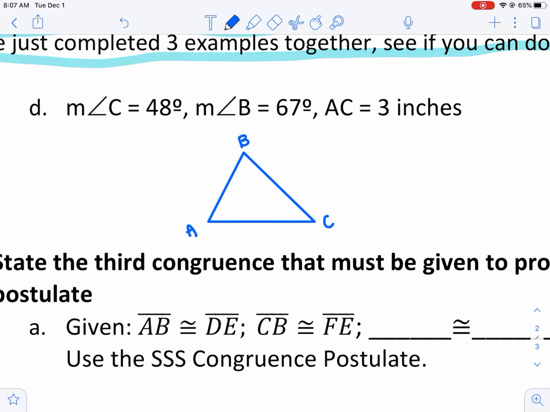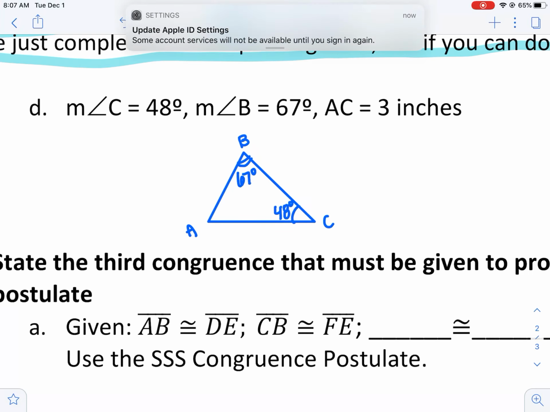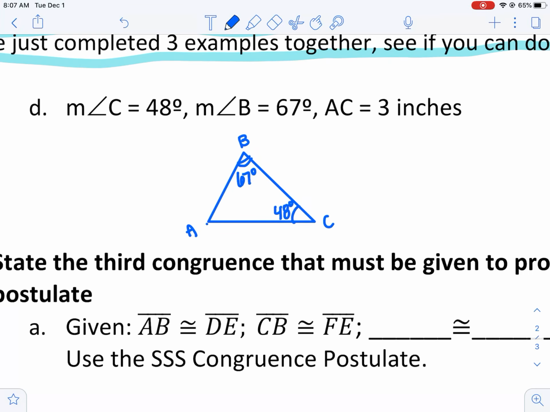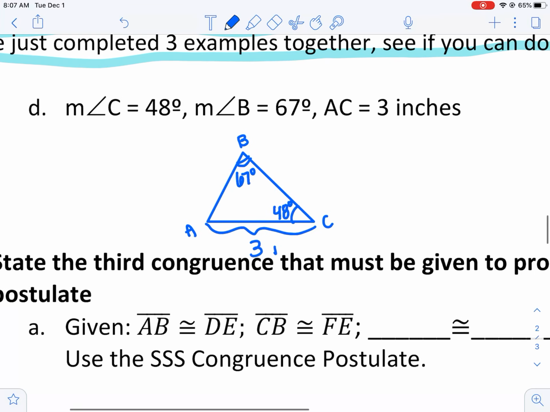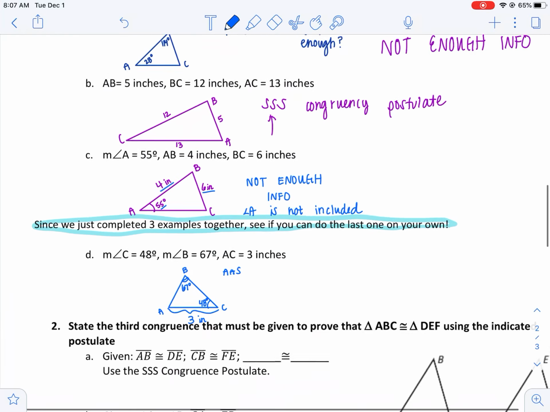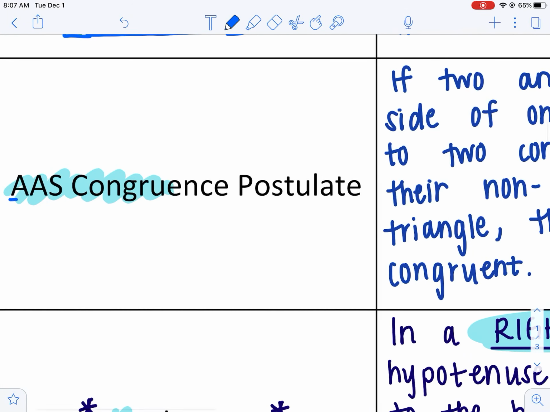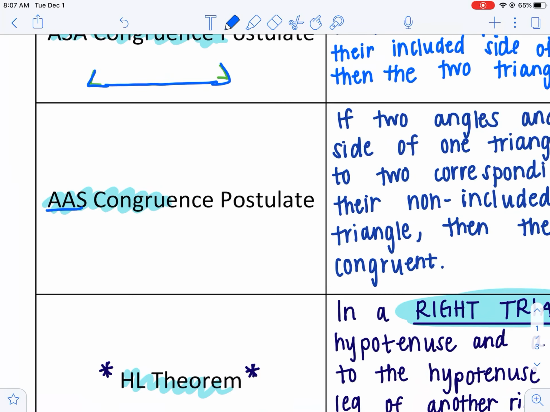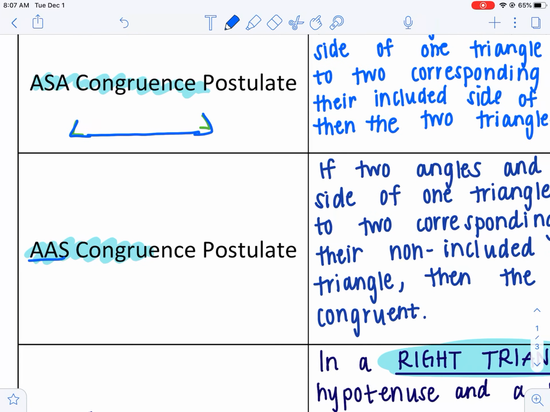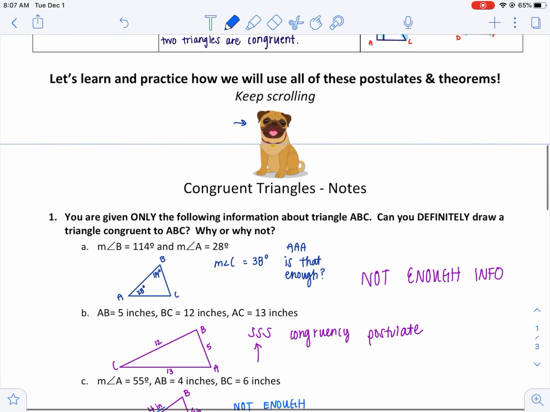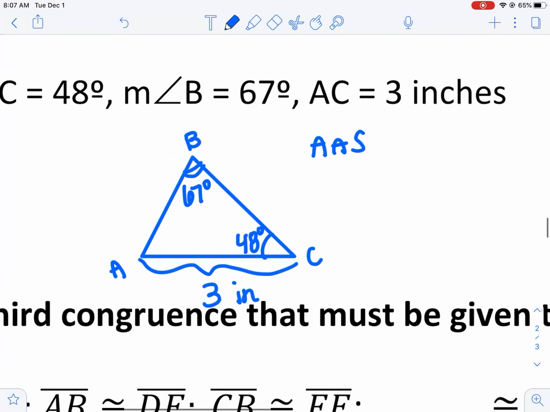So I've got the angle C is 48 degrees. Angle B is 67 degrees. And AC is 3 inches. All right, so now I'm given an angle, an angle, and a side. Let's see if that's a postulate. Oh, it is. Here the side is not included, whereas in angle, side, angle, the side is included. So let's look at why this one is angle, angle, side and not angle, side, angle.